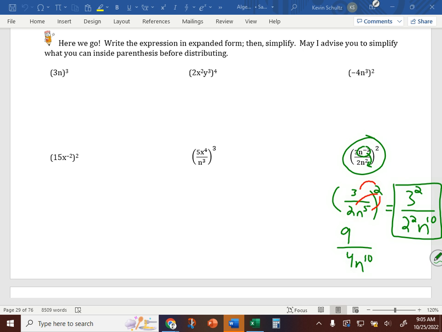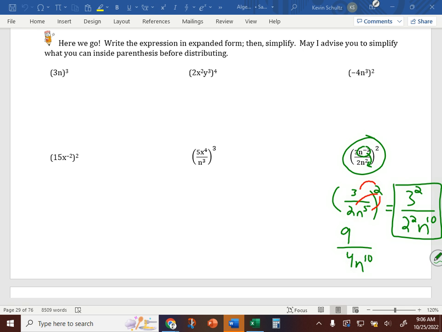15x to the negative 2. Yeah, first one. So for this one, we've got that negative power there. We could move it down to create a fraction before we distribute if we wanted to. Since there's nothing else we can combine it with, it's not really going to be to our advantage. It's not going to make it simpler. So for this one, I'm just going to go ahead and distribute first.